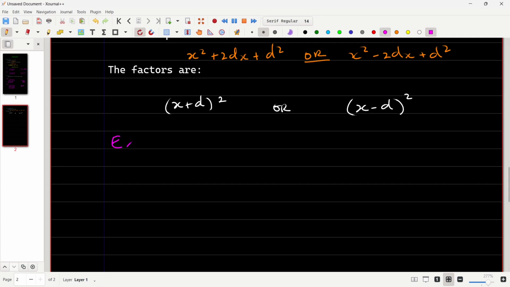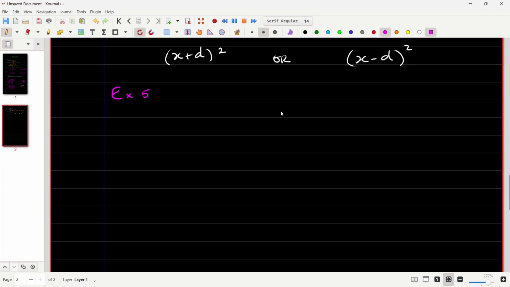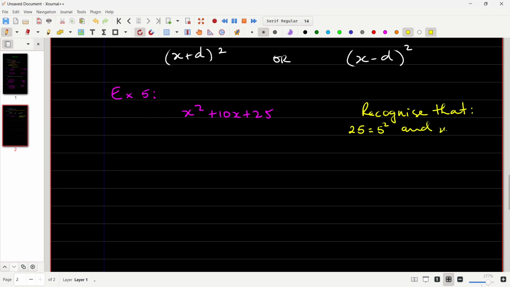So say example, and this I think is the fifth one. Let's just make sure. Yeah, fifth one. Right. So we're going to do the fifth example now. And we're going to say x squared plus 10x plus 25. And what we want to do is we want to recognize that 25 is equal to 5 squared, and x squared is equal to x squared.